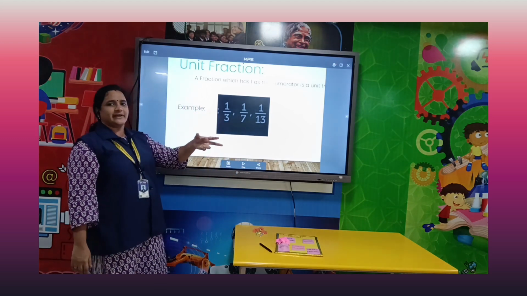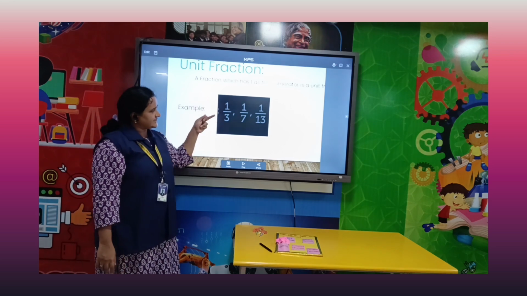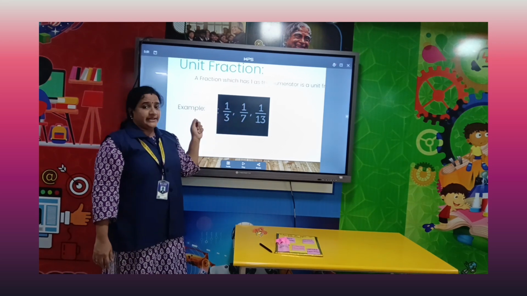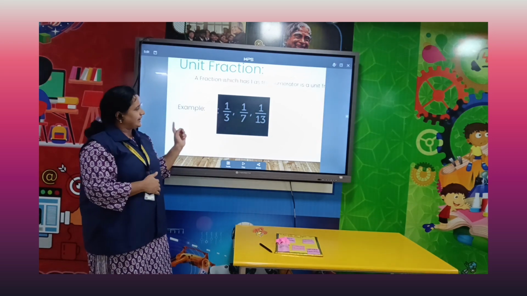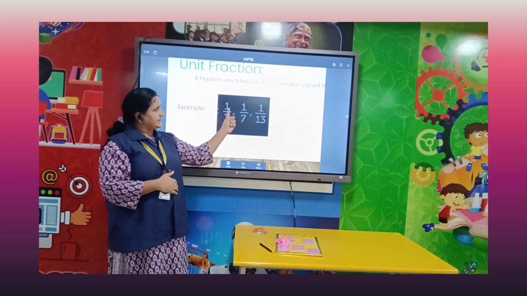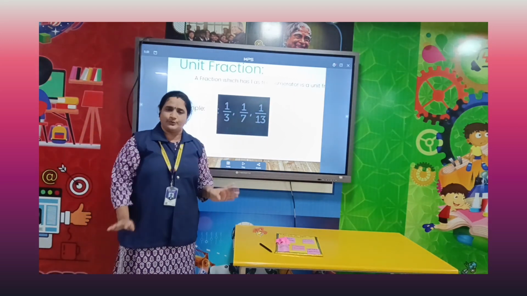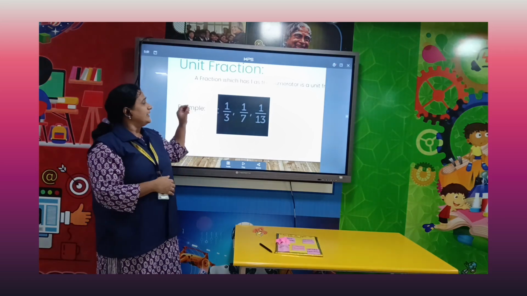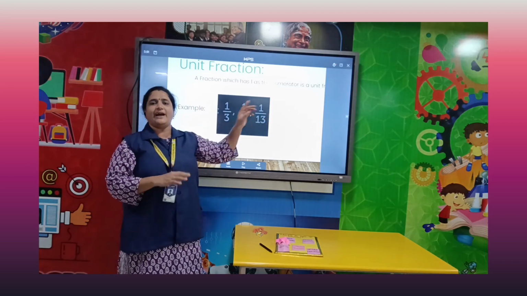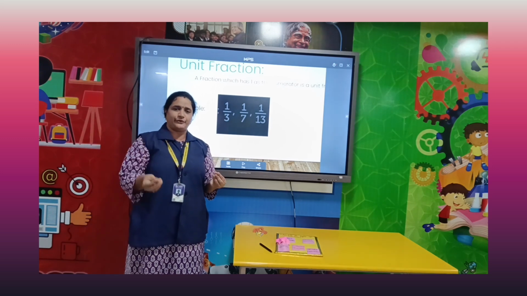Here see, I gave some examples for you. That is 1 by 3, 1 by 7, 1 by 30. Here you have only 1 in the numerator and you have different numbers in the denominator. This is called unit fractions. So in a unit fraction usually you have to write 1 in the numerator and you can have different numbers in the denominator.